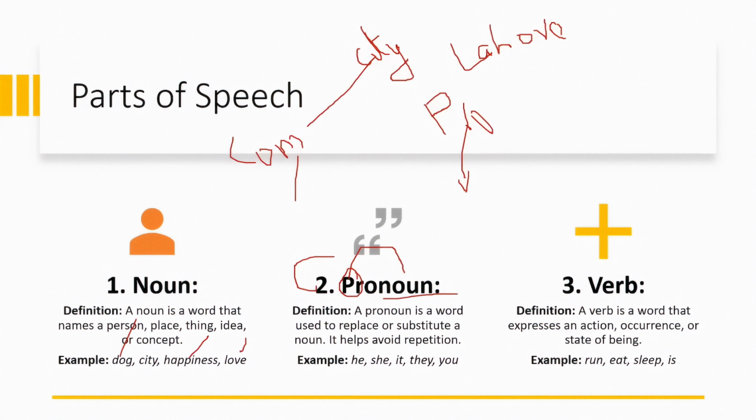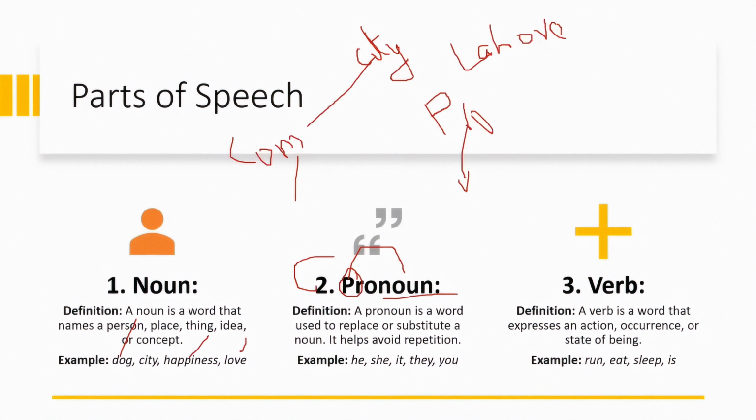For example, if you're talking about Lahore, Lahore is the capital city. Lahore is a historical city with a lot of different historical places. If you repeat one word again and again, it would not be effective. So some words are used to replace the main word, the main noun.